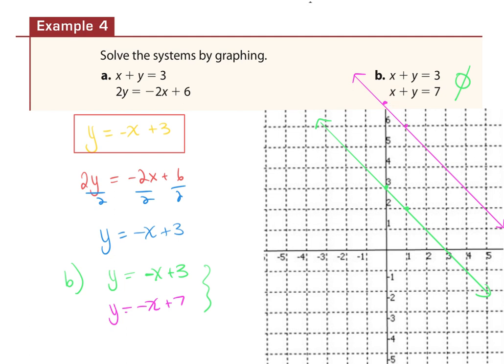So these are special cases. If you have the same slope and the same y-intercept, the entire line is your answer. If you have the same slope and different y-intercepts, those are going to be parallel. No solution is your answer.